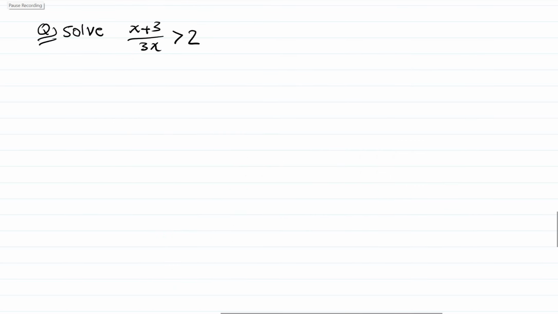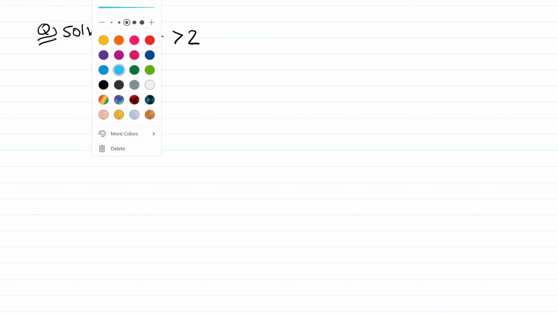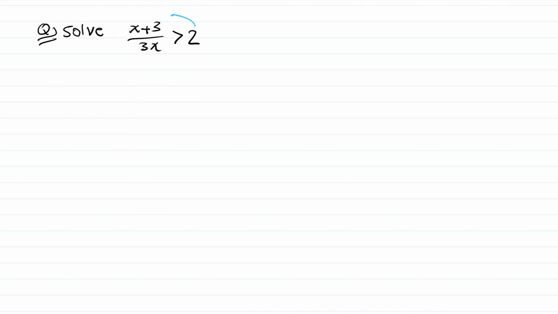Students, let's solve one more example. We have x plus 3 over 3x greater than 2. So again, move 2 to the other side. We get x plus 3 over 3x minus 2, because the first step is moving everything to one side, greater than, sorry, only greater than 0.